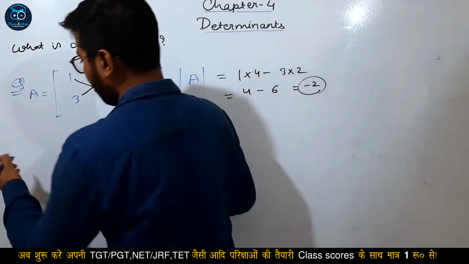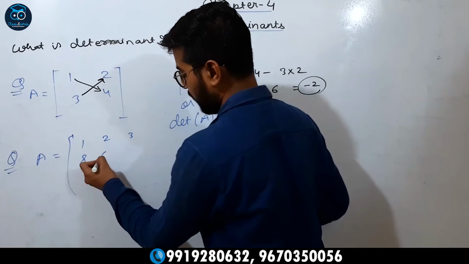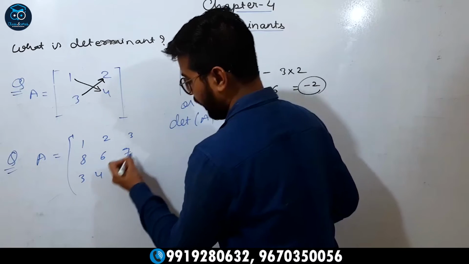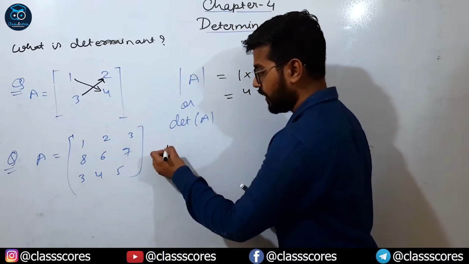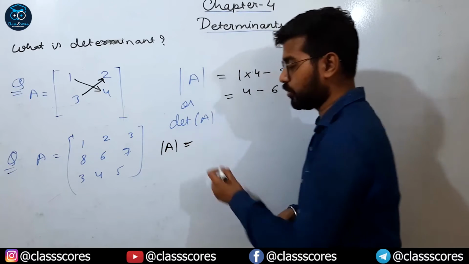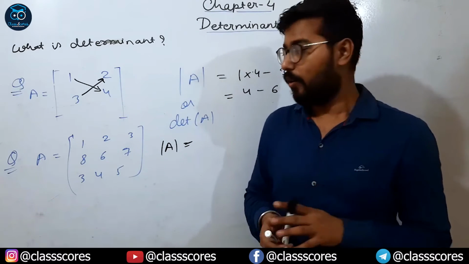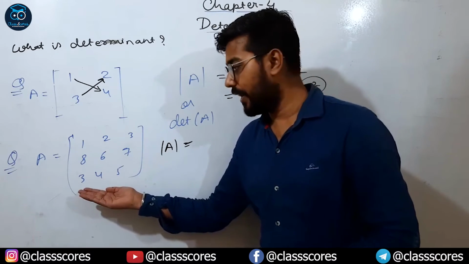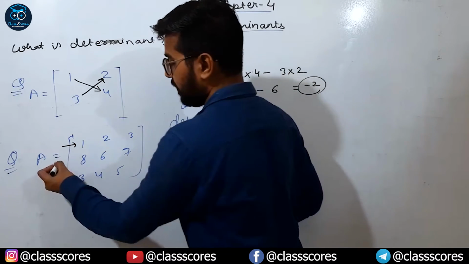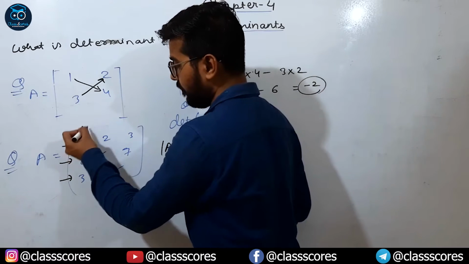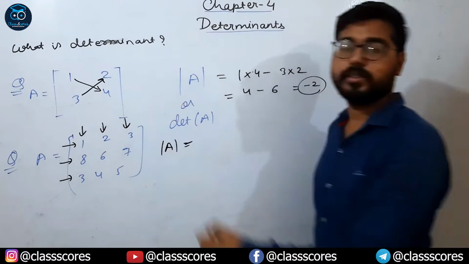Now another example is given for order 3 by 3, suppose 1, 2, 3, 8, 6, 7, 3, 4, 5. Now if we need to find the determinant for this, we can write matrix A equals this. When we expand any 3 by 3 matrix, there is an option that we can expand it by any row or any column. Either we can expand this by R1 or R2 or R3. In the same way, we can expand by C1 or C2 or C3.